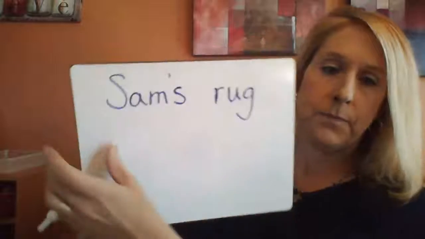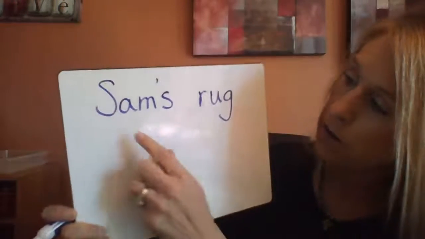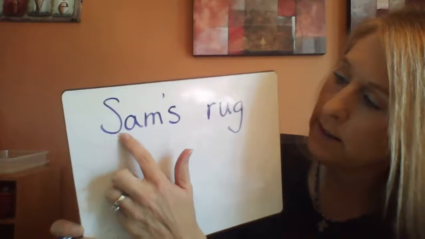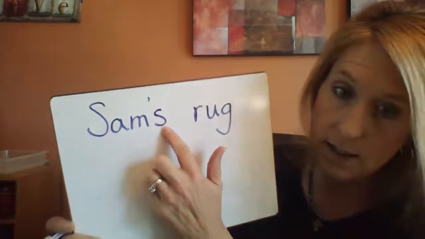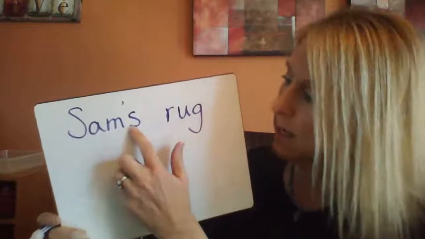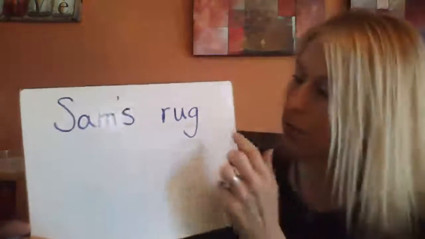I'm just trying to think of words that we can read. How would you read this one? So there's that apostrophe. So this is the name. It's Sam's. Sam's. So something's going to belong to Sam. Sam's rug. It's Sam's rug. The rug belongs to Sam.